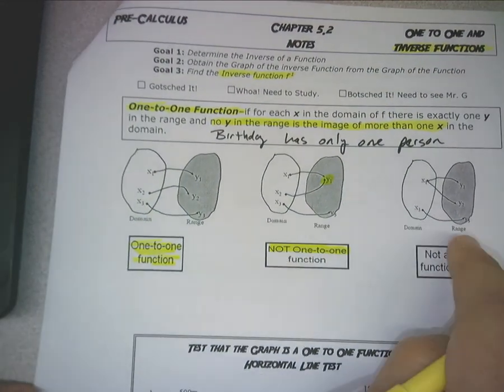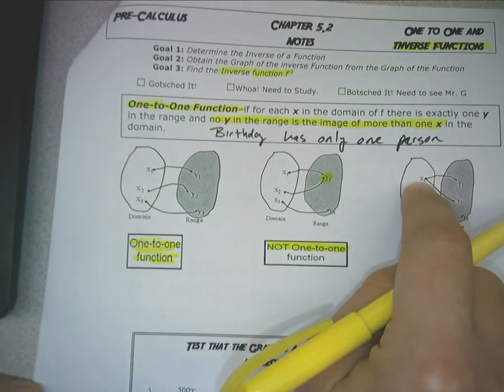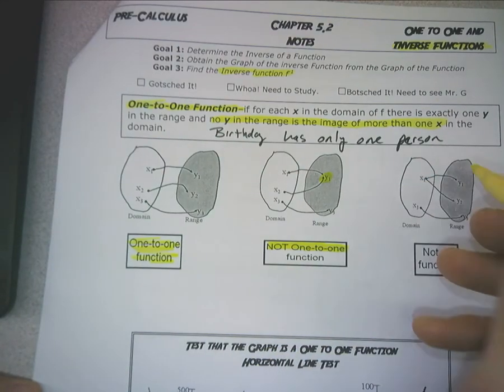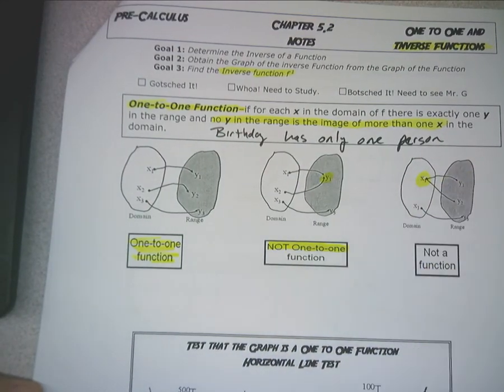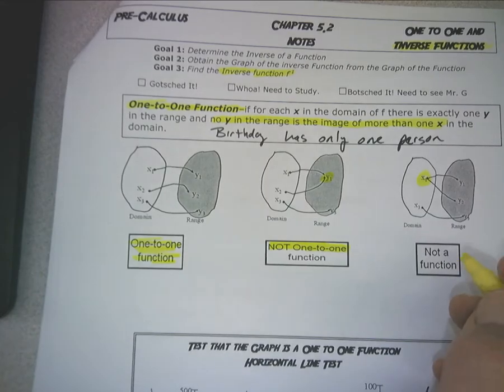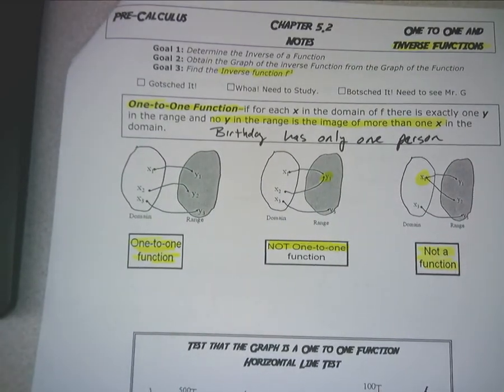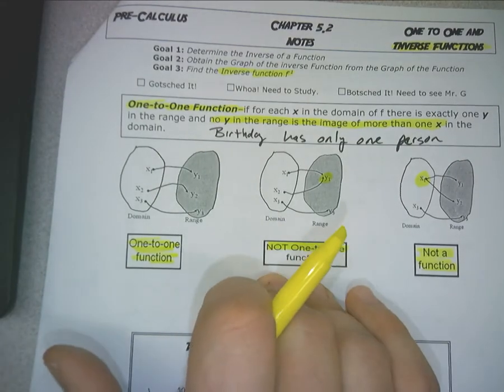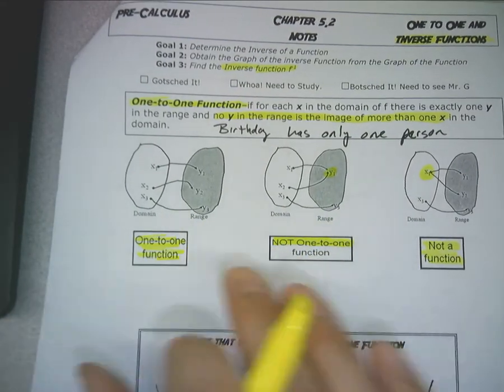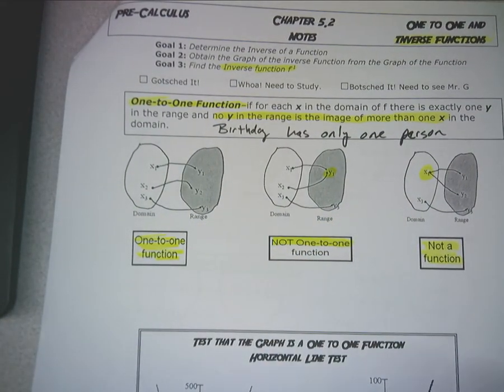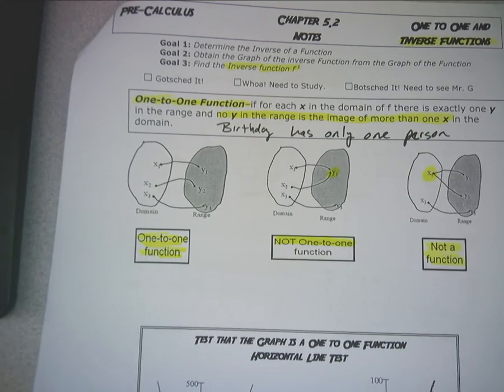Okay? And then last but not least, well, this is the other scenario. Well, this is not a function because this dirty dog has 2 birthdays. You can't have 2 birthdays, Gavin. You crazy dog. All right, so hopefully you understand the difference between what a function is, what a one-to-one function is, and then what is not a function, okay?